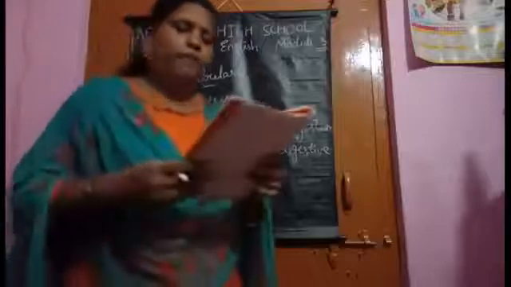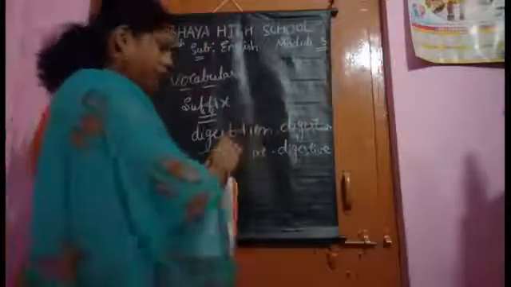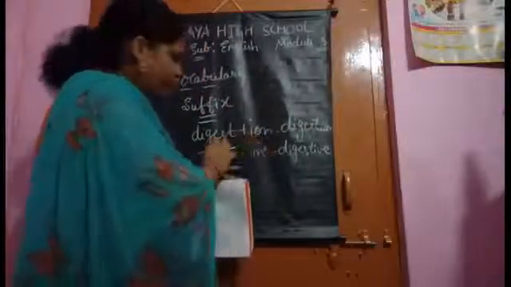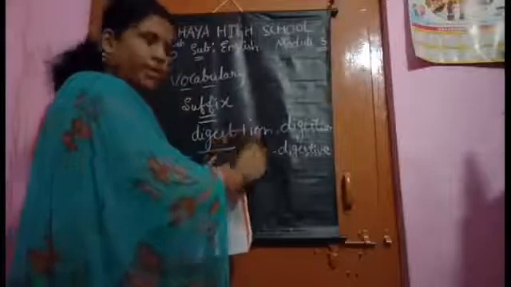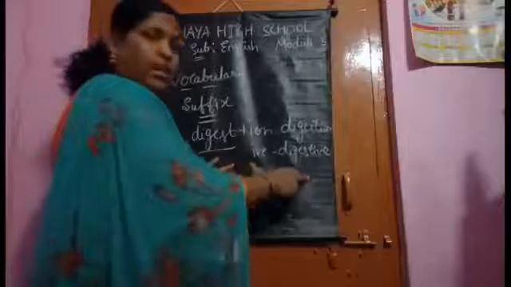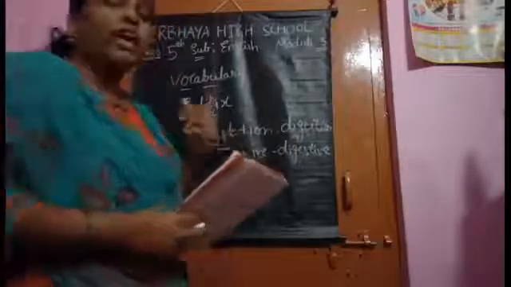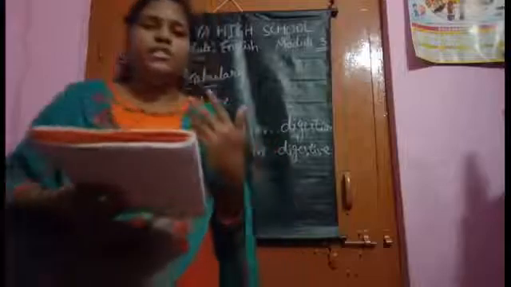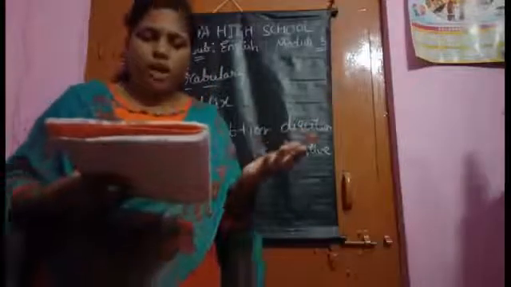Here see, for this one word, I have added two suffixes. See, digest, digestion. I-V-E, digestive. Digestion, digestive. Understood children? Two suffixes for one word. Then it changes the spelling. Yes children? Now see here.